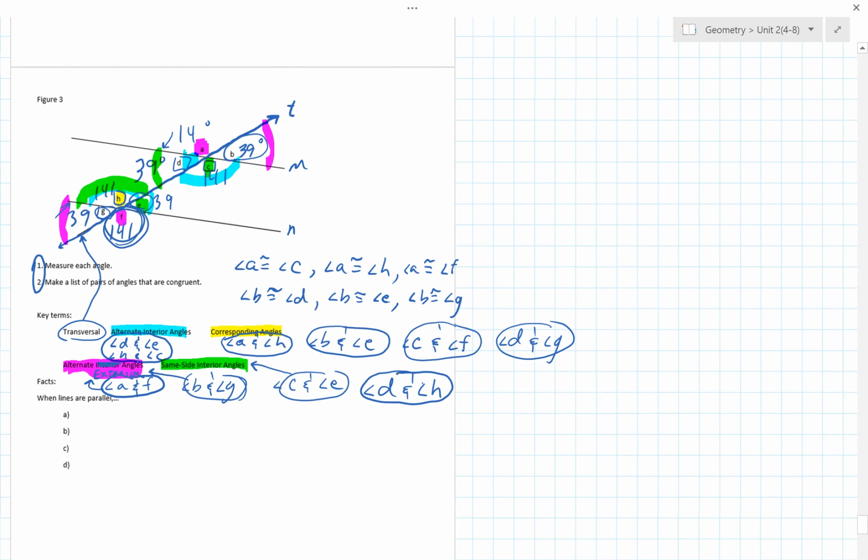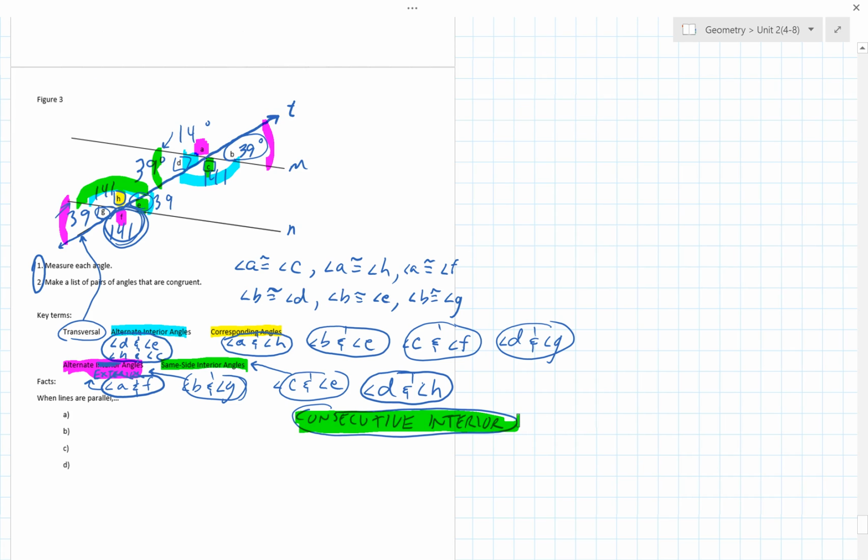Okay, same side interior. Another term that's often used in books instead of same side interior are consecutive interior angles. So same side interior or consecutive interior, those mean the same thing. Okay, so we have all the different types of pairs identified now.